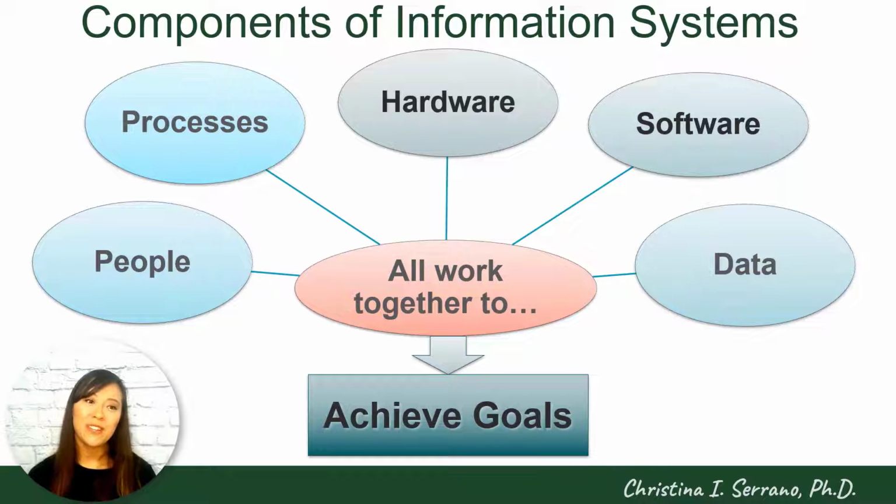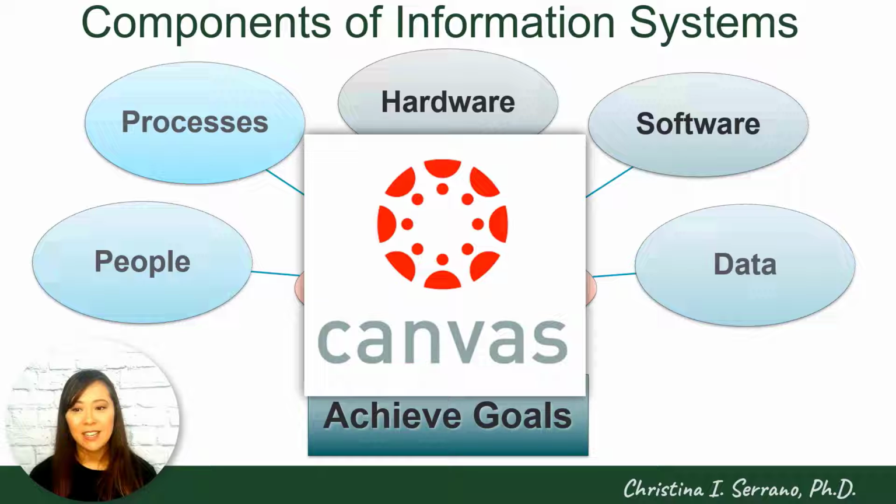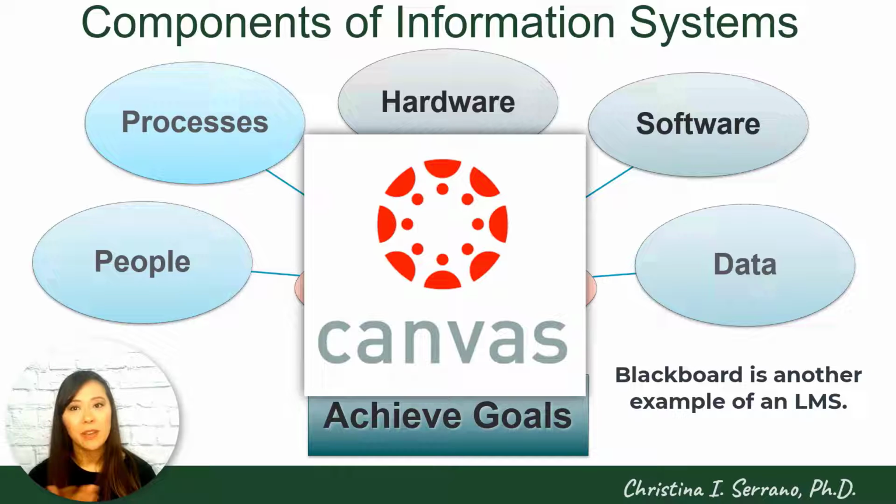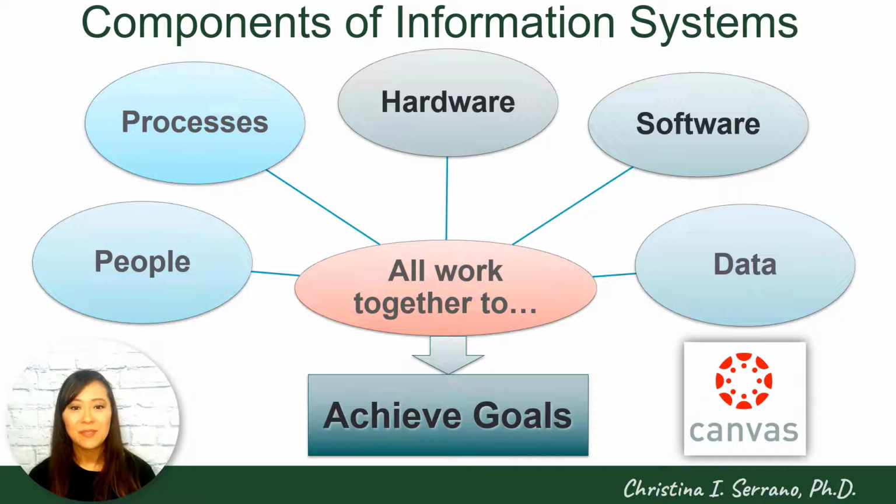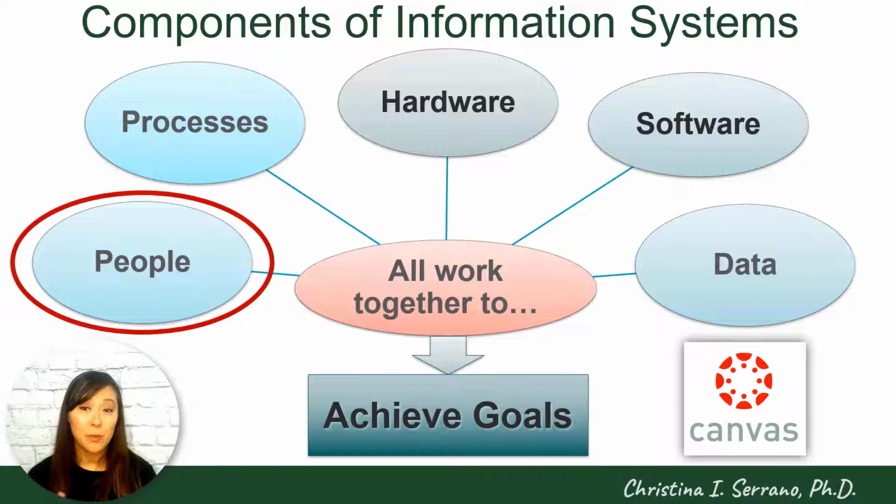Okay, so now that we've discussed these 5 components, let's take a quick look at an example of an information system. To keep it simple, we can just talk about Canvas. Canvas is a learning management system, or you might hear it be called an LMS for short. Okay, so start with people. There are people who use the system, like yourself and your instructors. There are people who designed and developed Canvas, the people who maintain and improve it by adding new features, the people who train others how to use it, and the list could go on and on.